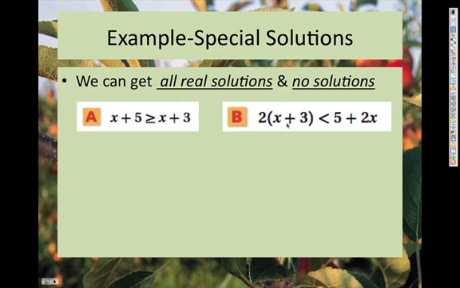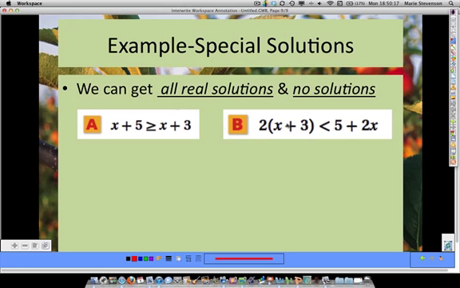So this is example 3, our special solutions. Now remember in chapter 2, it was possible for us to get all real numbers or no solutions. So you're going to see that happen here as well. Okay. So here we go. We're going to start with the first one. So first thing, if you notice, the x's are exactly the same. So it doesn't matter which one I move because I get 0 in both cases. So I'm left with the statement 5 greater than or equal to 3.